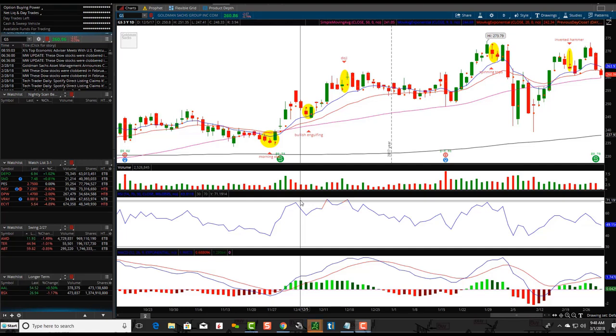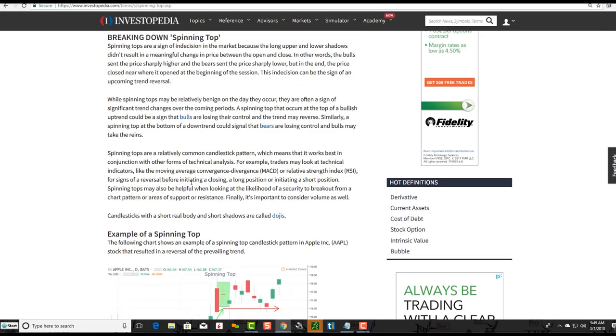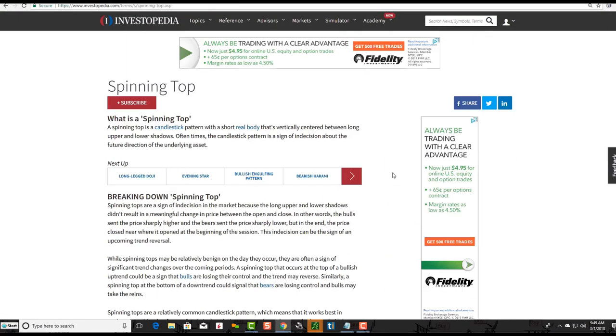Wanted to make this video on the spinning tops candlestick patterns. So let's go over to Investopedia.com. I'm going to read you the definition of spinning top, and then we'll show you some examples. So a spinning top is a candlestick pattern with a short real body that's vertically centered between long upper and lower shadows. Oftentimes, the candlestick pattern is a sign of indecision about the future direction of the underlying asset.